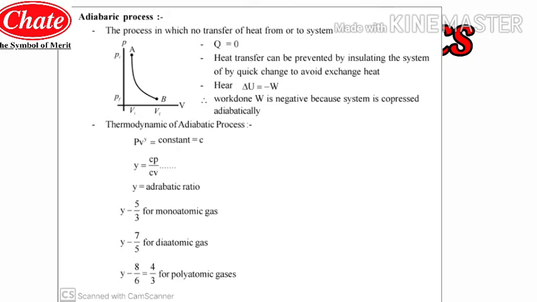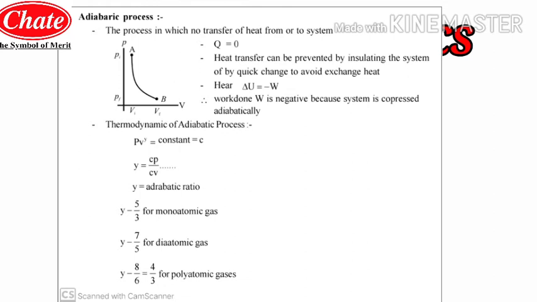Now students, you may have a question in your mind: what is meant by monoatomic gas? Monoatomic gases are the gases which contain only a single atom, and the adiabatic ratio for those gases is 5/3. The value of the adiabatic ratio for diatomic gases is 7/5, and you can also term it as gamma.